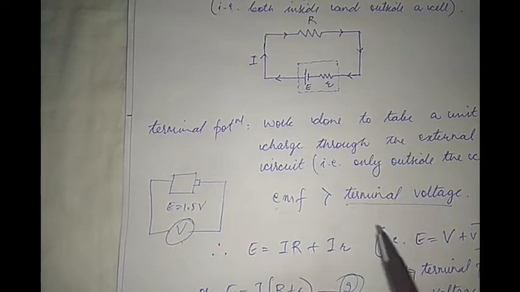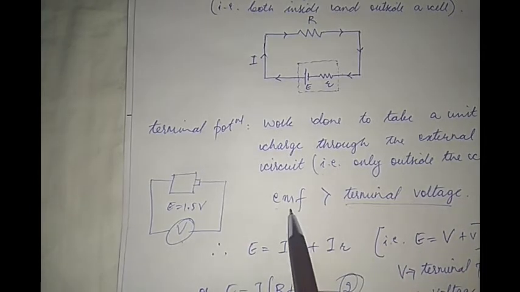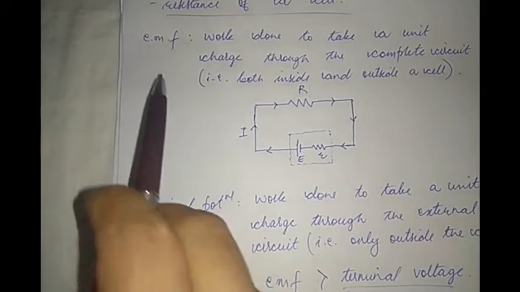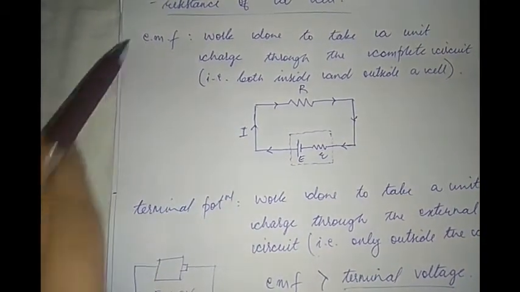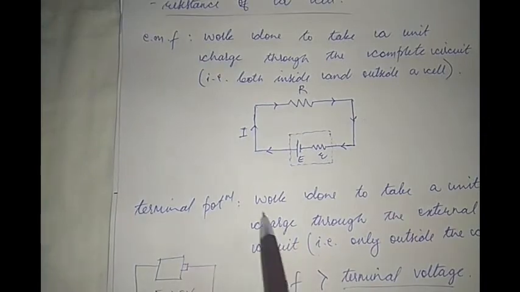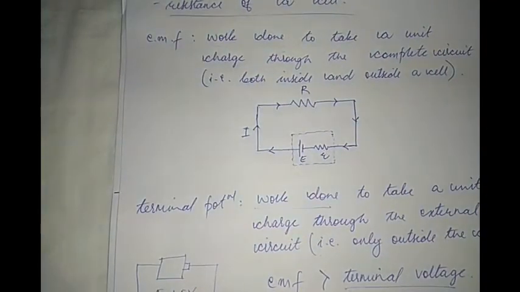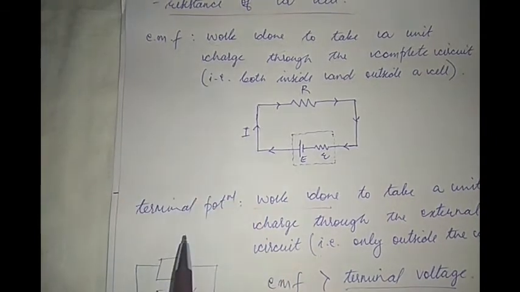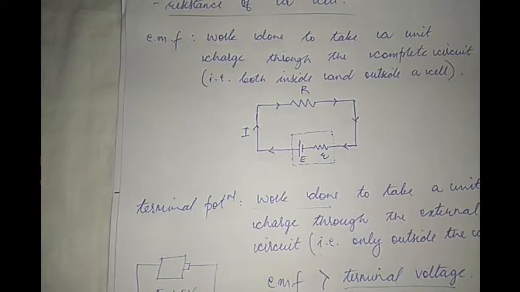So where has that extra potential gone? Before we talk about that, both EMF and terminal potential are work done. And work done basically is energy. So you can look at EMF and terminal potential as some other form or kind of energy. They are basically energy, both of these two things.